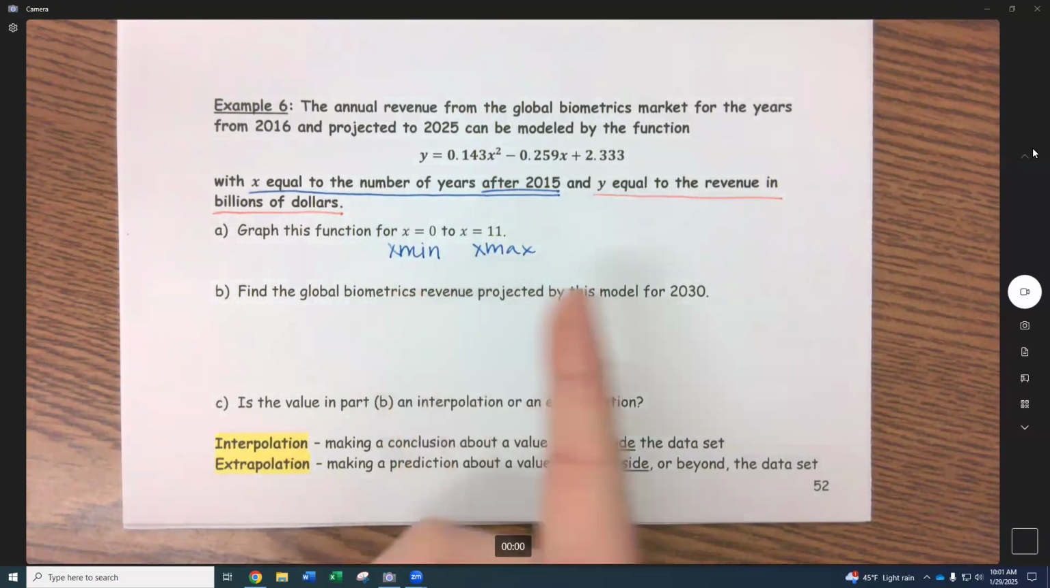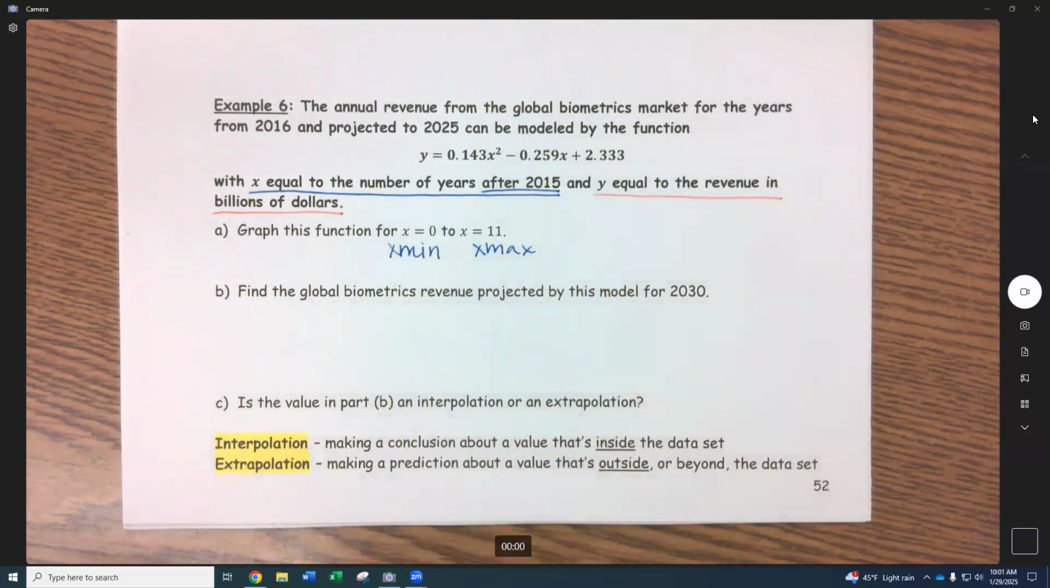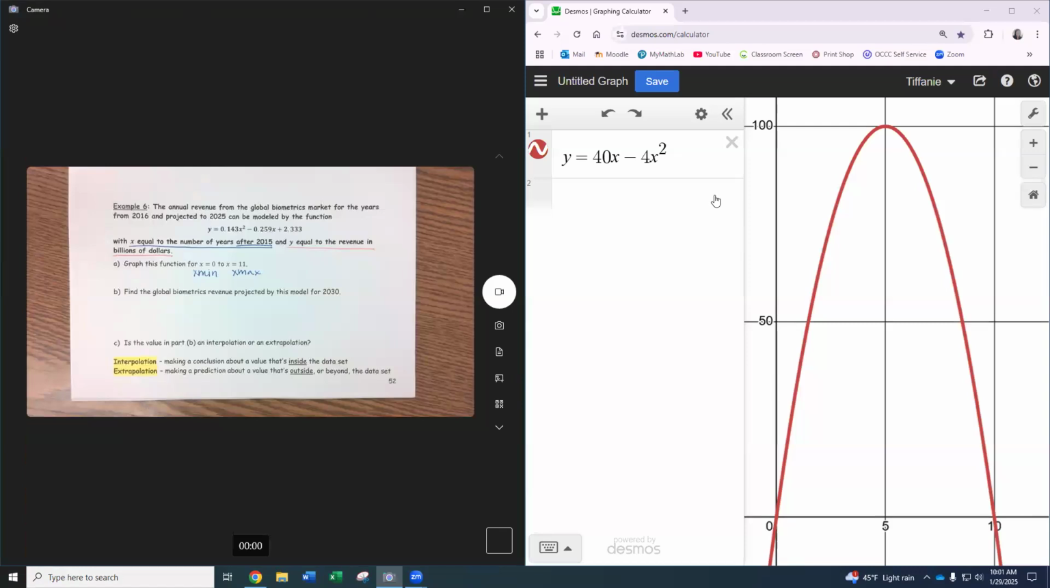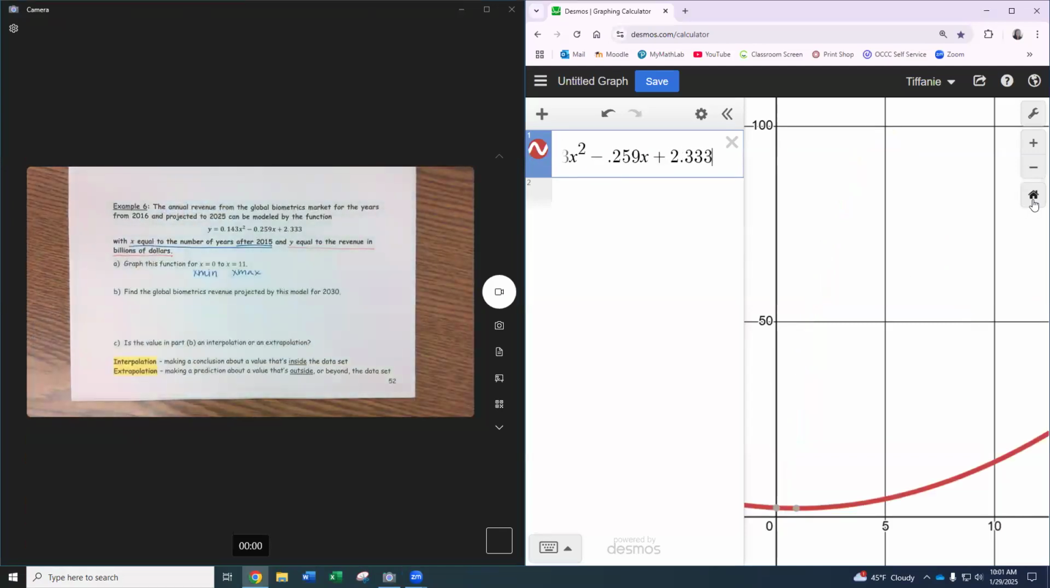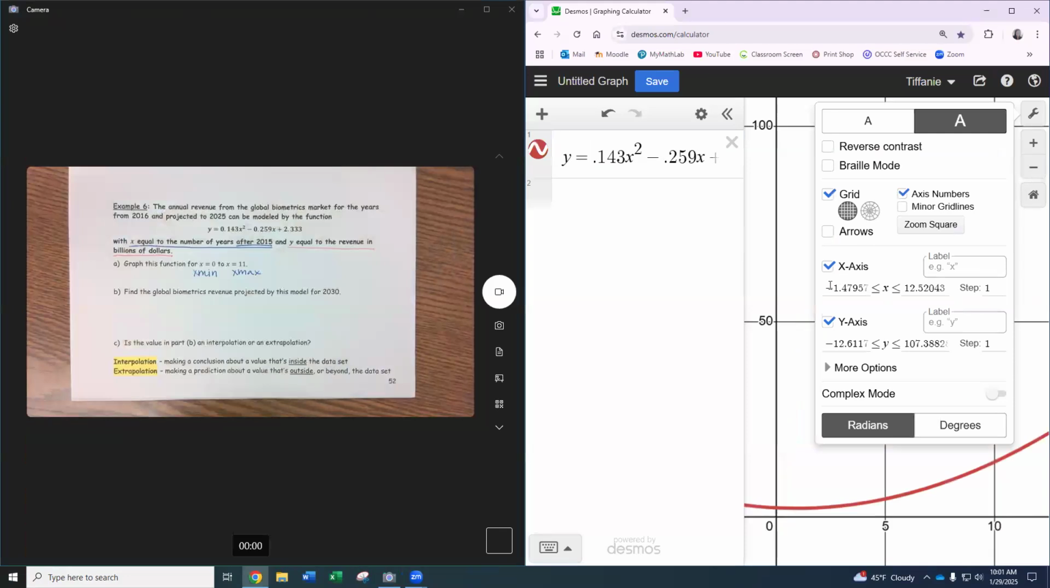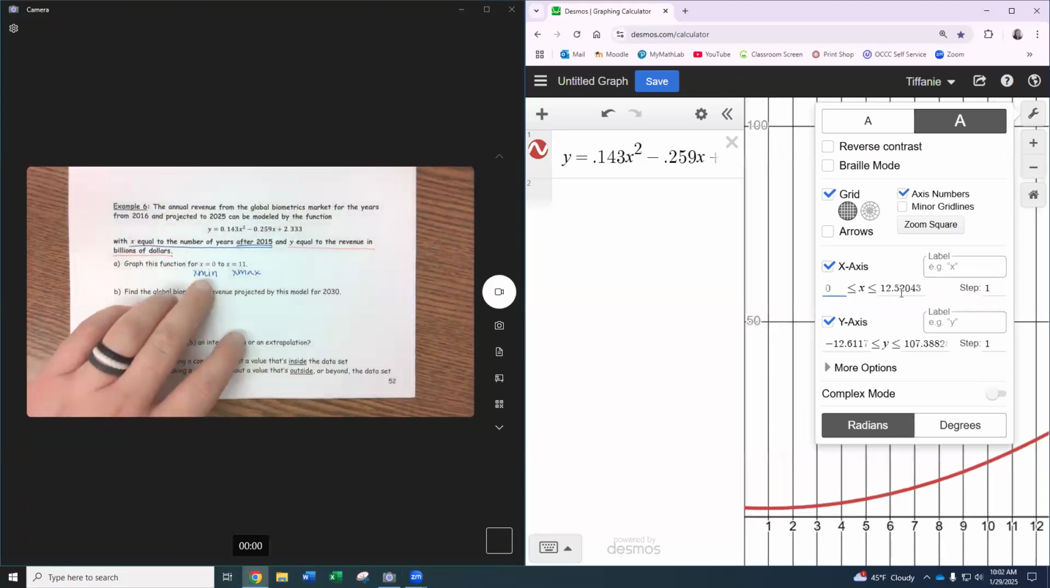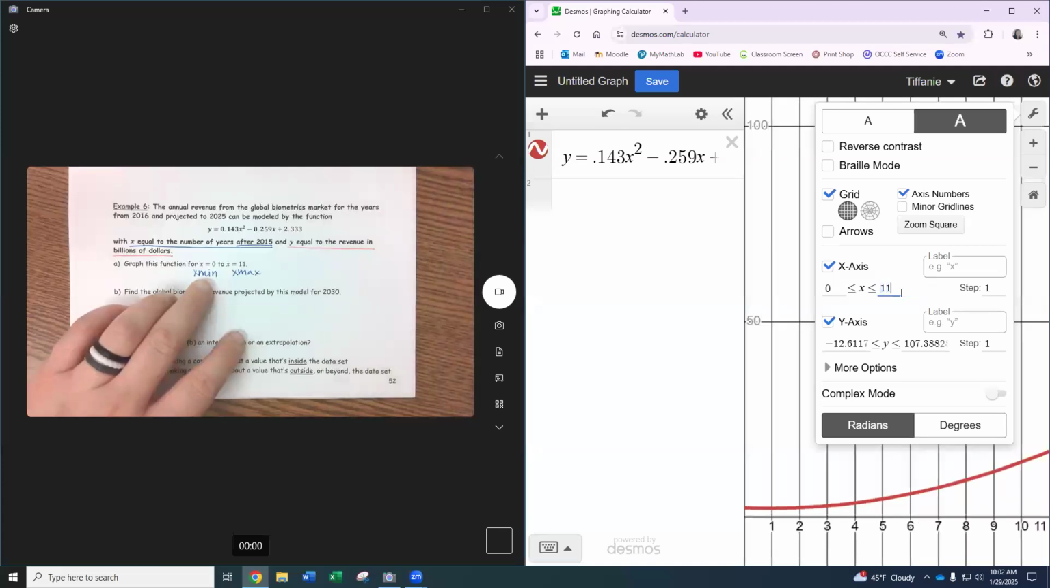That's representing our x min and our x max here. So let's get into Desmos. I still have that last one pulled up, so let's type that in and change our viewing window. We need to go from 0 to 11.